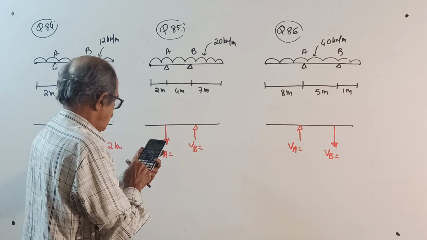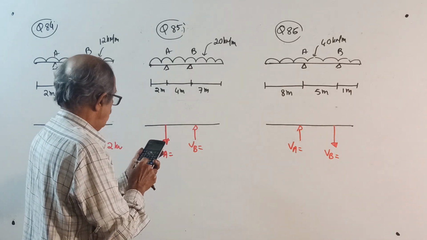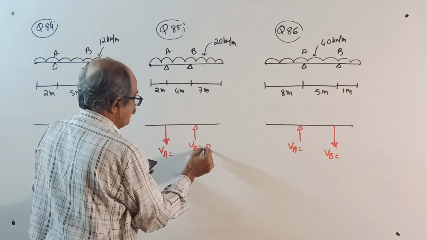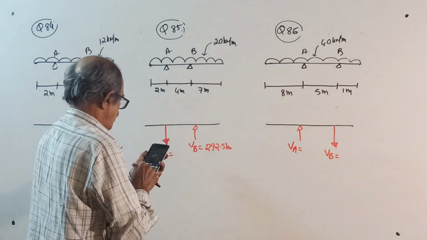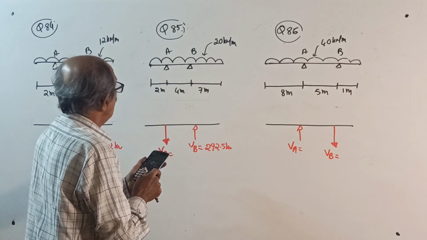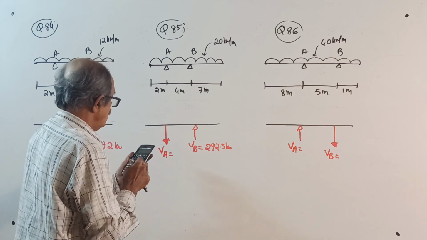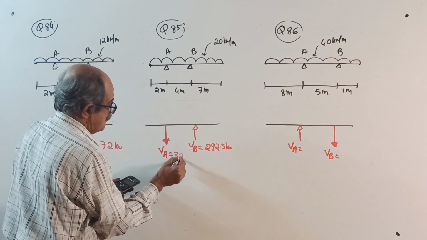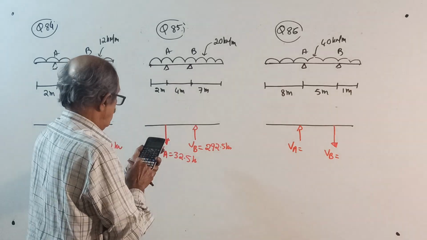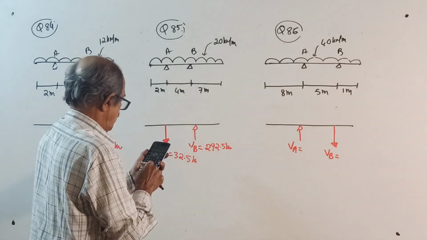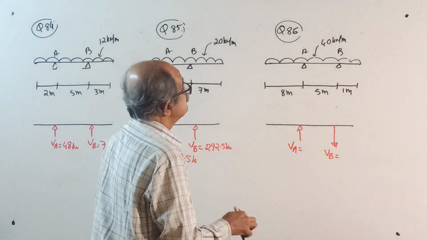Twenty into n unknown square divided by 2. 20 into 2 divided by 4. 292.5 kilonewton. 20 into 13 is 260 minus 292.5. 32.5. Check the answer. Perfectly correct.